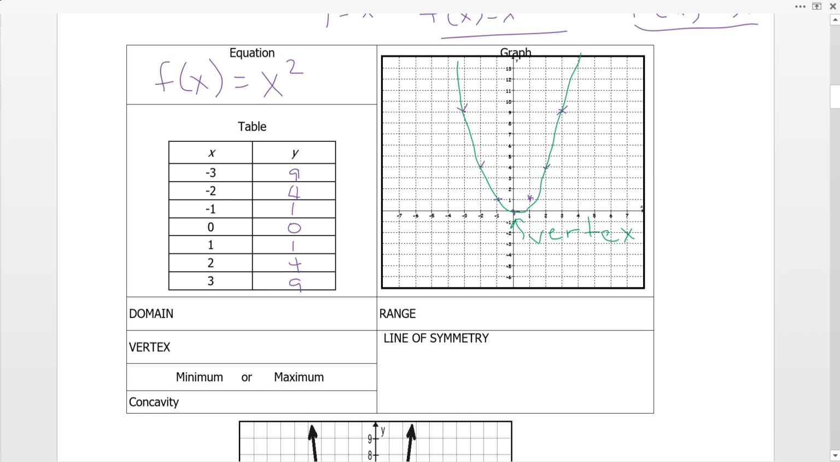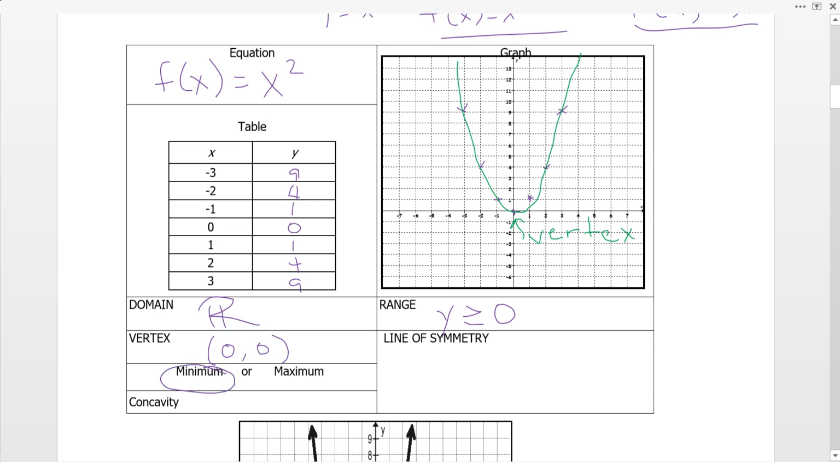Okay, so the domain is going to be all real numbers. So I'm going to do that. That's my all real number sign. The range is always going to be y greater than or less than. In this case, since it's going up, it's going to be greater than or equal to 0, because there's no y values that are negative. They're all positive above 0 or equal to 0. The vertex is that very top or very bottom point. In this case, it is 0, 0. Our vertex is a minimum because it's the lowest point.